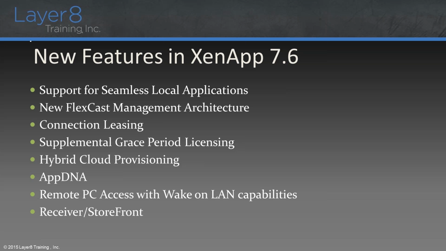Hybrid cloud provisioning is a really nice feature where you can use the Citrix cloud or the Amazon cloud to deploy your virtual machines in the cloud. So this makes it very easy to expand your deployment without the operating expense of getting new hardware on the system. AppDNA allows you to come in and pre-test applications so you can trial them within an environment to ensure that they're actually going to work within the system.